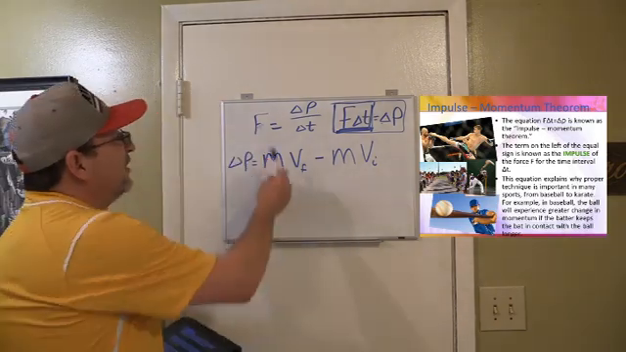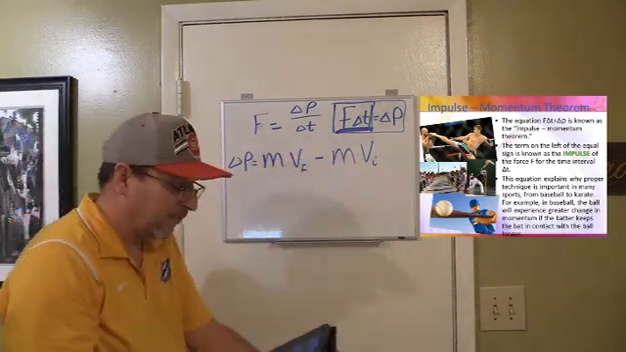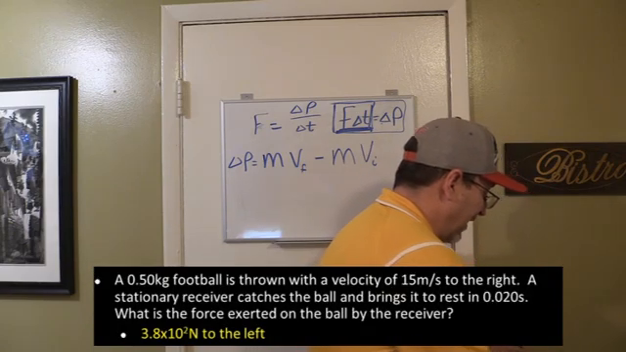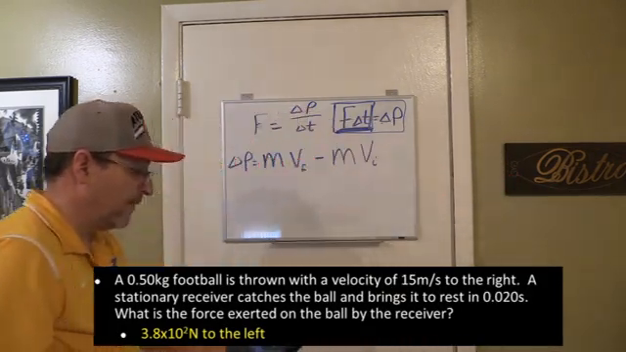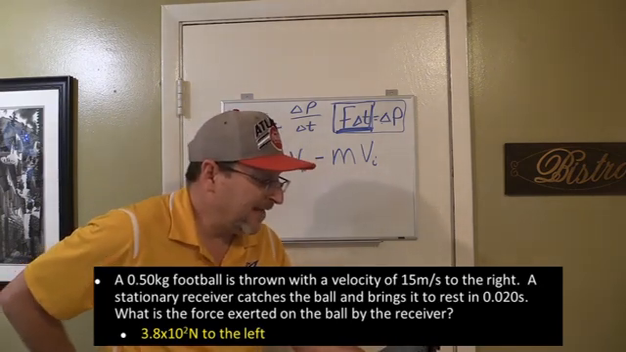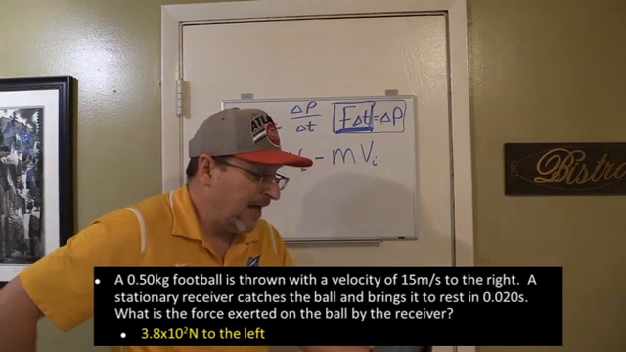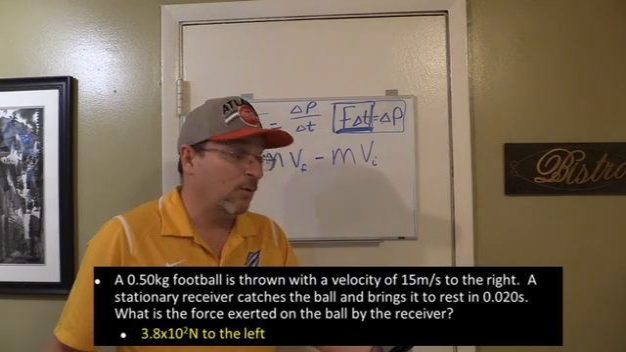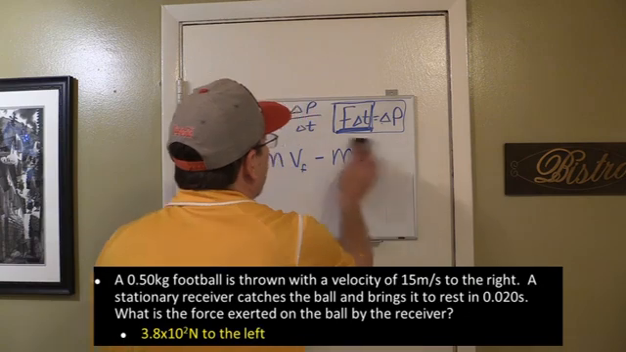Okay, so using this formula right here, we have a couple of problems to solve. The first one is talking about a 0.50 kilogram football thrown with a velocity of 15 meters per second to the right. A stationary receiver catches the ball and brings it to rest in 0.020 seconds. What is the force exerted on the ball by the receiver?